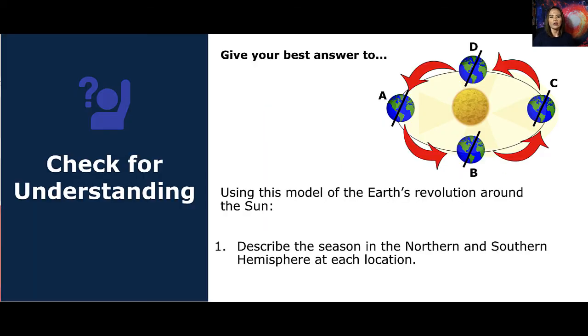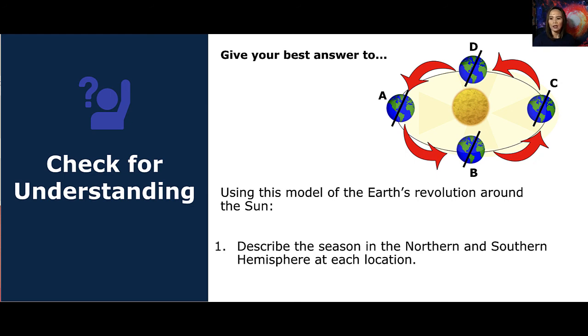All right, let's summarize what we learned today. We learned about the seasons, the different seasons in the northern and southern hemisphere. And we also talked about equinoxes and solstices. Now, I'd like you to give your best answer to this.